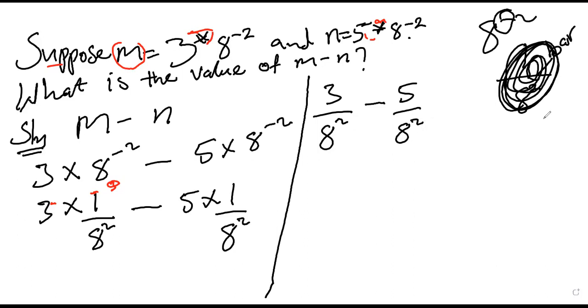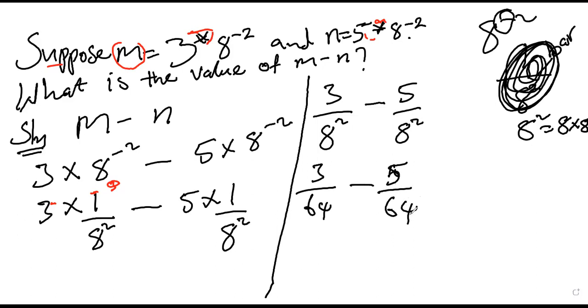So, without thinking too much, we know 8 to the 2 power equals 8 times 8, right? So here we're going to be having 3 over 64 minus 5 over 64, okay? So this turns into a fraction problem right now. So what do we do from here? We have 3 over 64 and we have 5 over 64.